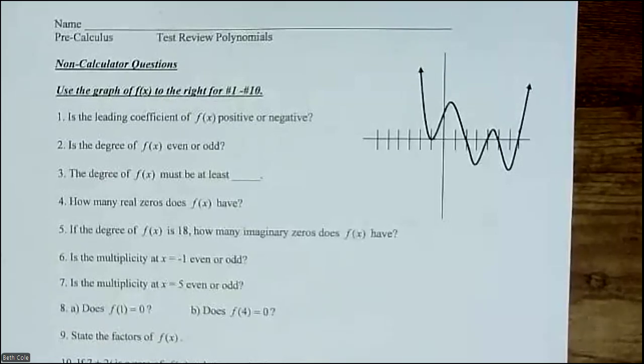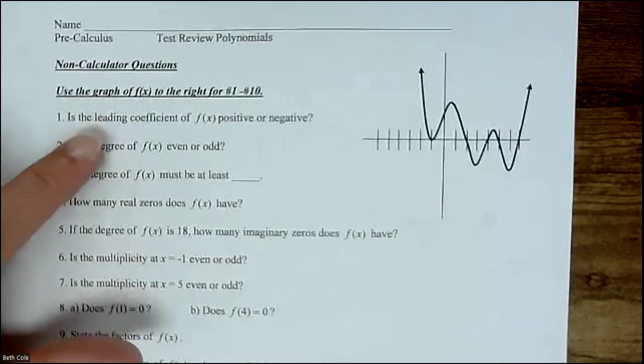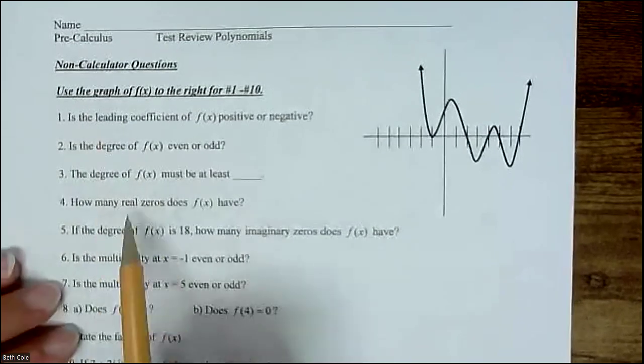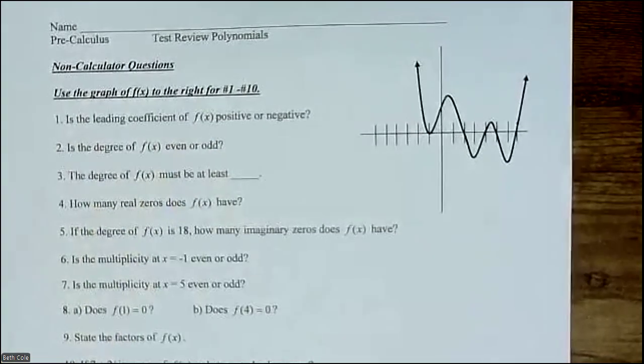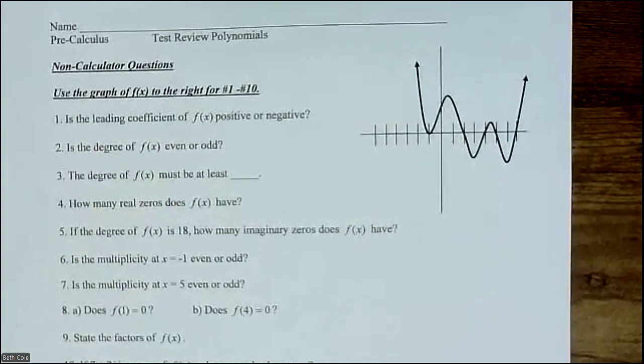So we're going to use this graph over here for numbers 1 through 10. And these translate to true and false questions on your test. Like your first page is going to be true, false going along with this graph. So instead of "is the leading coefficient positive or negative," it'll say "the leading coefficient is positive," and you would circle true or false. They are written as true, false questions.